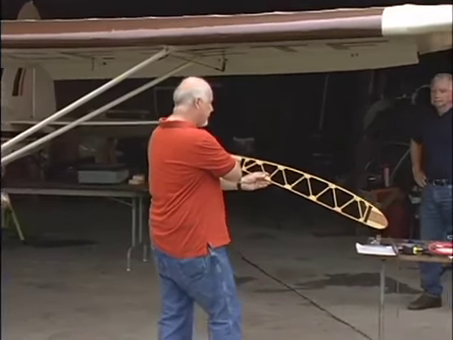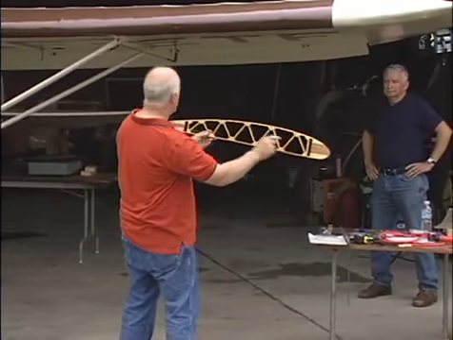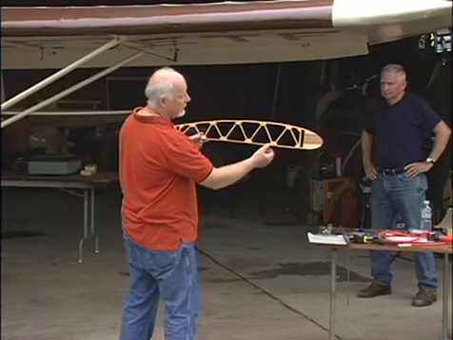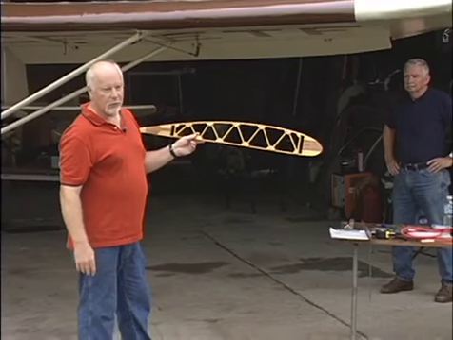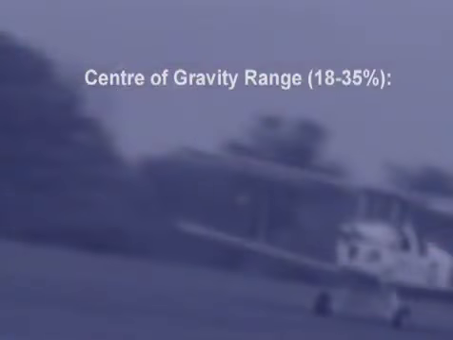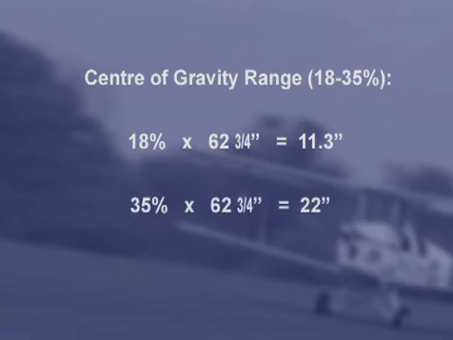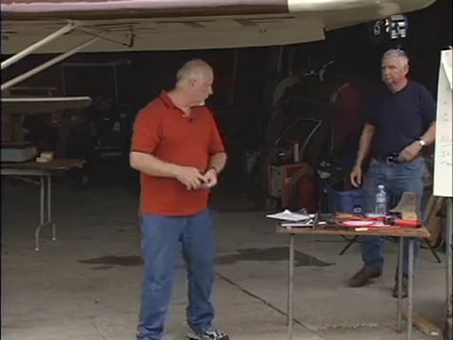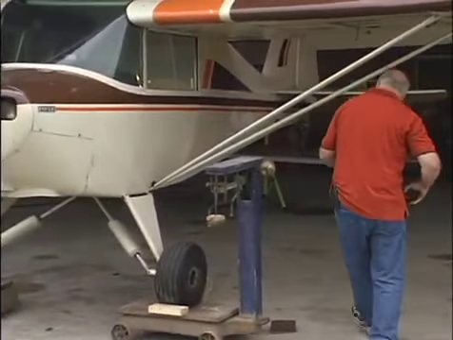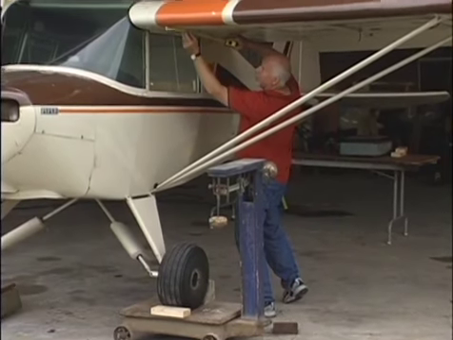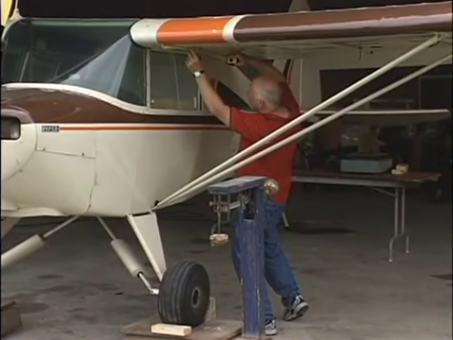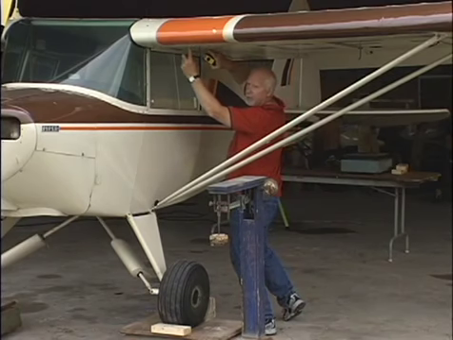If it's 62 3/4 inches from here to here, you want to find out where 18 to 35% of that is. So you start doing a little bit of mathematics again. 62 3/4, 18% of that is 11.3 and 35% is 22 inches. So if you want to physically look at the chord of the wing, anywhere from 11 to 22 inches back is where the center of gravity should lay. Anywhere from this point here to this point here.